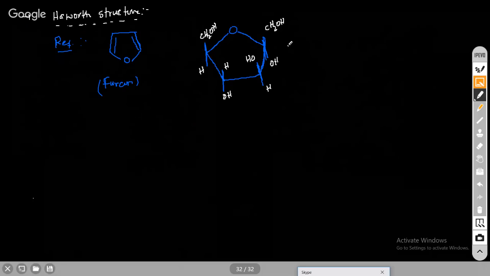Is it correct? Numbering, you see, this is the first carbon, second carbon, third, fourth, fifth, and sixth. So whatever group or atoms are on the right hand side, we'll write on the bottom of this vertical line, and the left hand side will be on the top. So this structure represents alpha D-fructose.